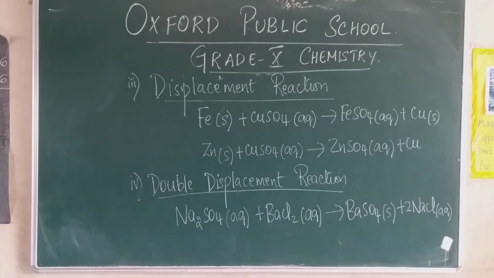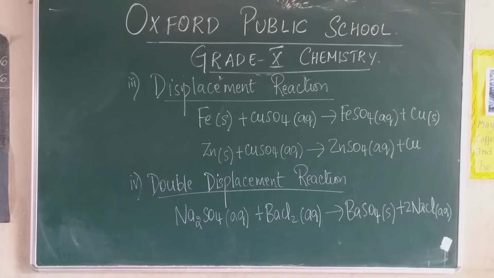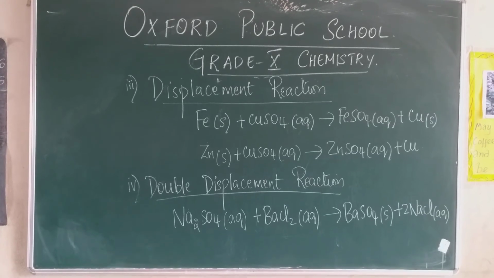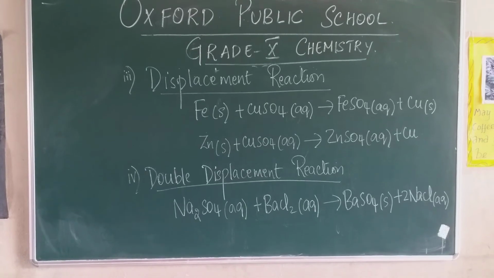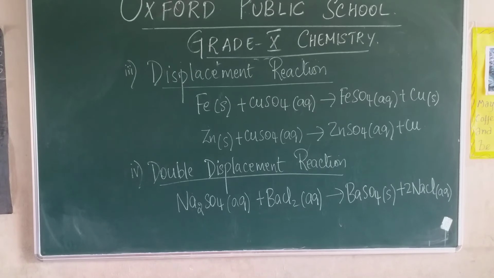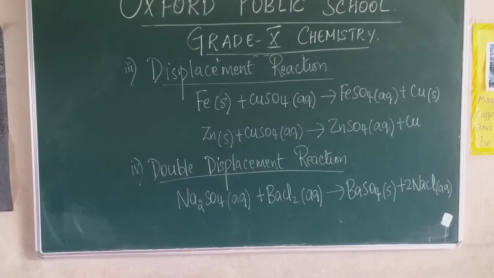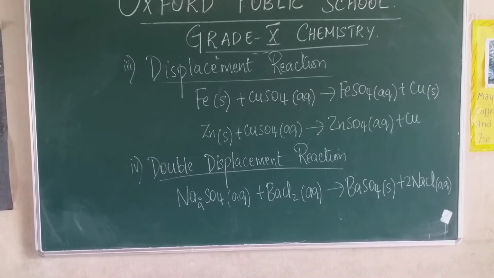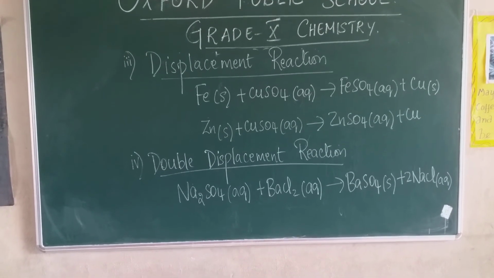So next one is double displacement reaction. Any reaction that produces a precipitate can be called a precipitation reaction. So in this reaction of sodium sulfate with barium chloride, barium sulfate precipitate is formed and NaCl is formed. The white precipitate of barium sulfate is formed by the reaction of sulfate and barium ions. The other product formed is sodium chloride, which remains in the solution. Such reactions in which there is an exchange of ions between the reactants are called double displacement reactions.